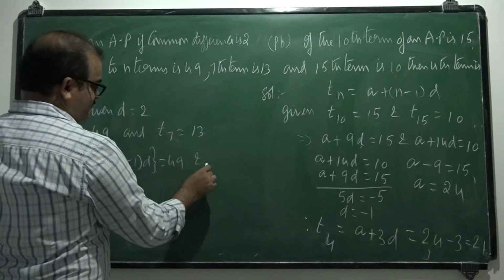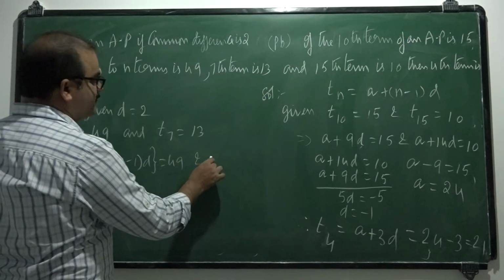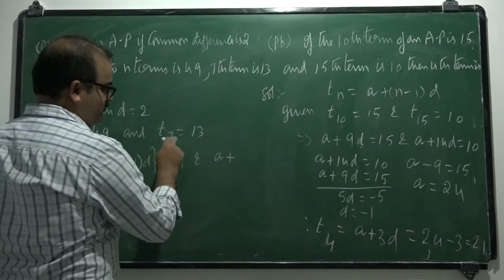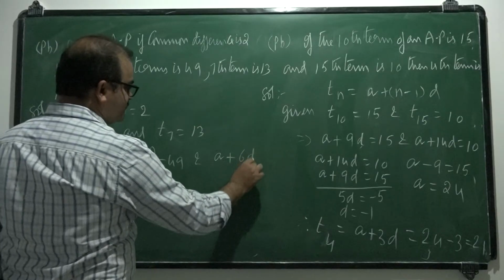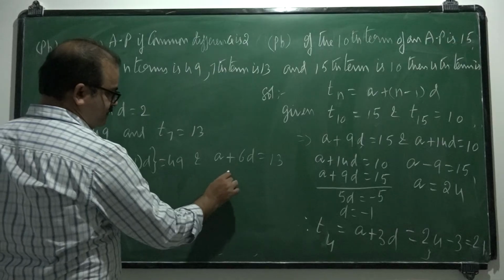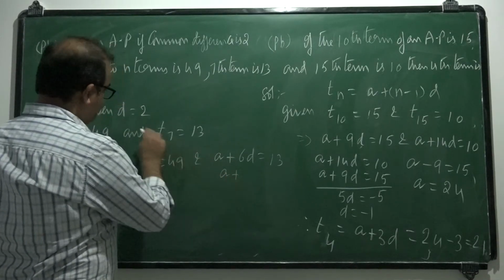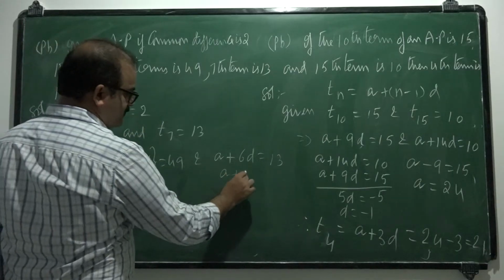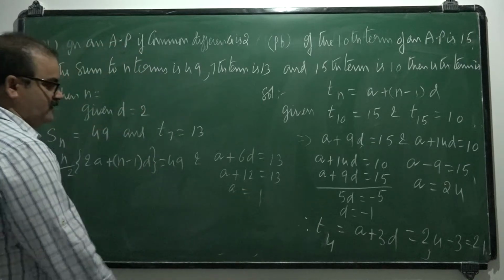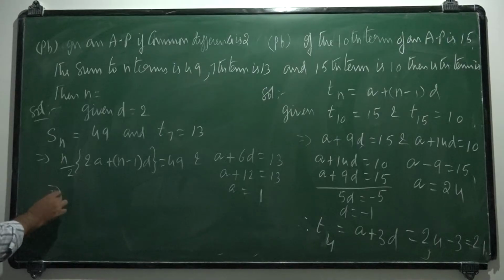And T7, what is Tn? a plus n minus 1 into d. a plus, n is 7, 7 minus 1, 6 into d is equal to 13. From this, d is equal to 2. Substitute d value, a plus 12 is equal to 13, so a is equal to 1. a is equal to 1 and d is equal to 2. Substitute a value and d value here.